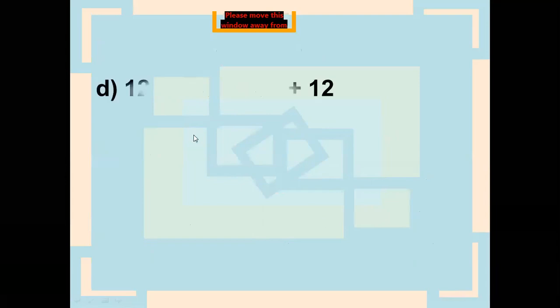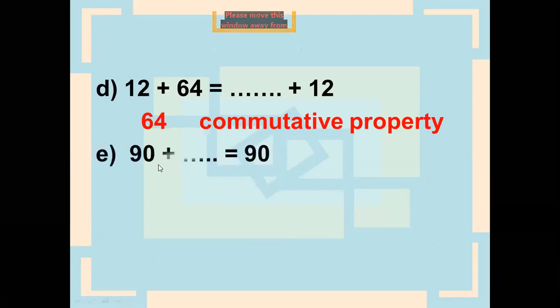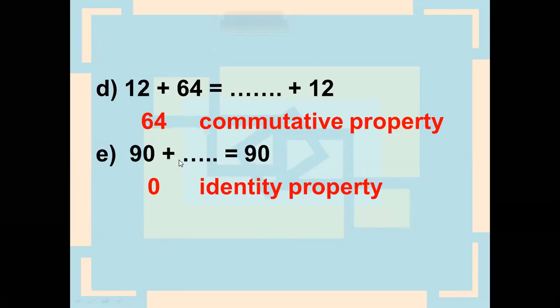12 plus 64 equals 64 plus 12. Here also we change the order of the addends. It's called commutative. 90 plus 0 equals 90 because you add a number plus 0 and it equals the same number. The name of this property is the identity property.